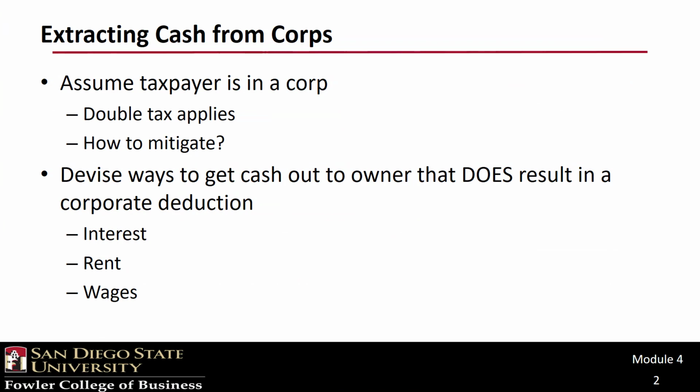One way to avoid double taxation with a corporation is to create a deductible payment to the owner. Recall that dividends, although taxed at a lower rate by the shareholder, are not deductible. Certain deductible payments can be structured as corporate deductions, however, and that list includes interest, rent, and wages. Let's use interest as our example.